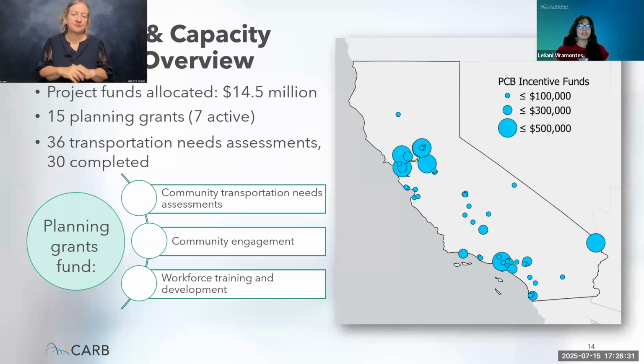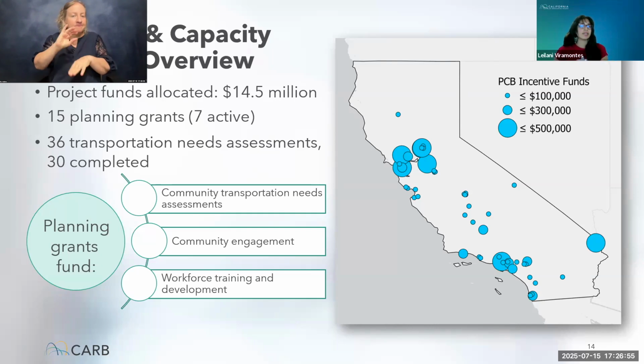One note is that the map on this slide doesn't yet reflect the newest round of 2023 to 24 planning grants. Planning supports communities by improving local understanding of transportation needs, building local and organizational capacity, and preparing communities to develop and implement clean transportation solutions.